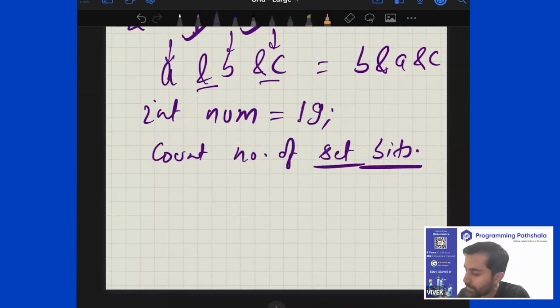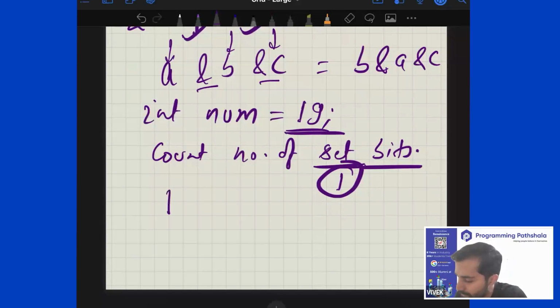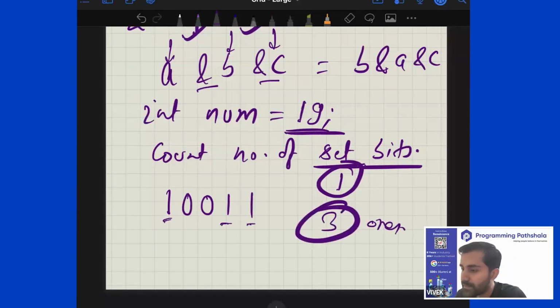What is the meaning of set bit? It simply means how many bits are 1. Okay. So can you tell me in 19 how many bits are 1? The representation of 19 would be something like this: 1 0 0 1 1. This is 1. This is 2. So 1 plus 2 is 3. And 4, 8, 16. So this thing is 19. And here you can see that there are 3 ones. So my answer should be 3.